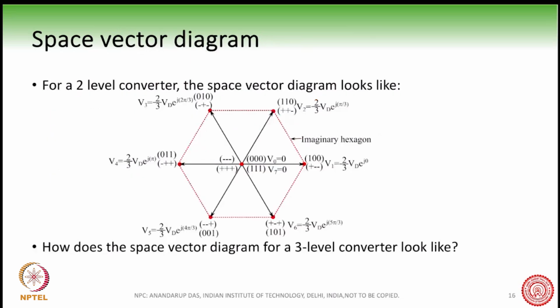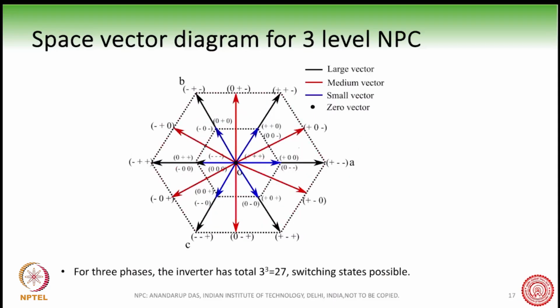So this was what the space vector diagram for a two-level converter looks like. We have these 6 active vectors and 2 zero vectors. Now, how does the space vector diagram for a three-level converter look like? Actually, it looks like something like this.